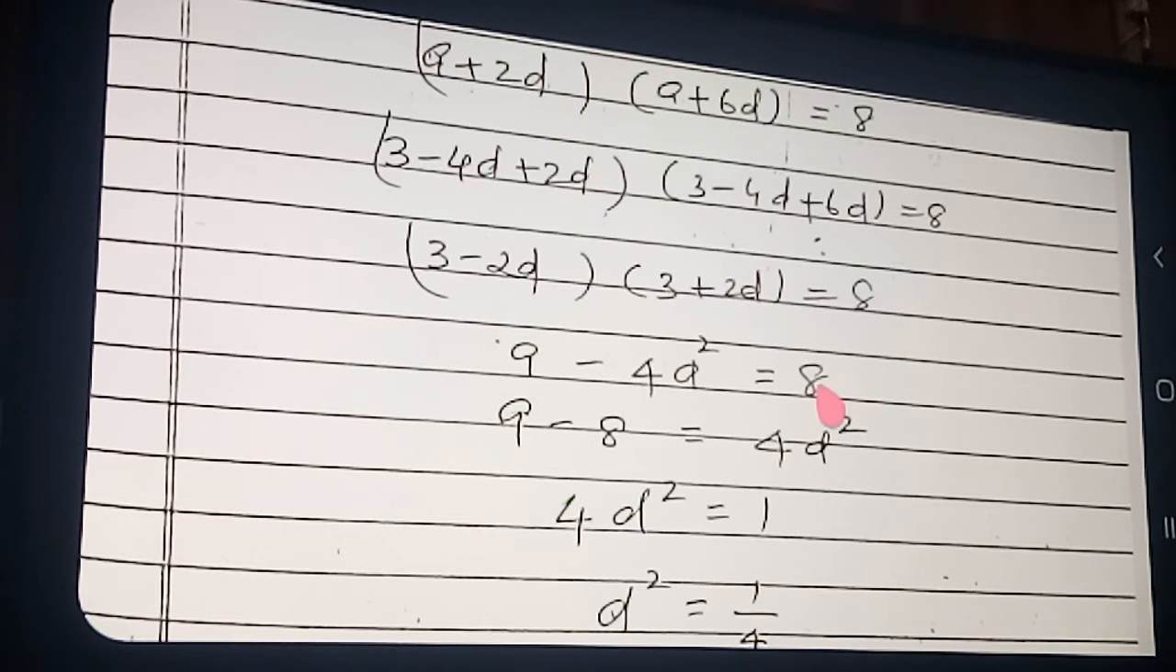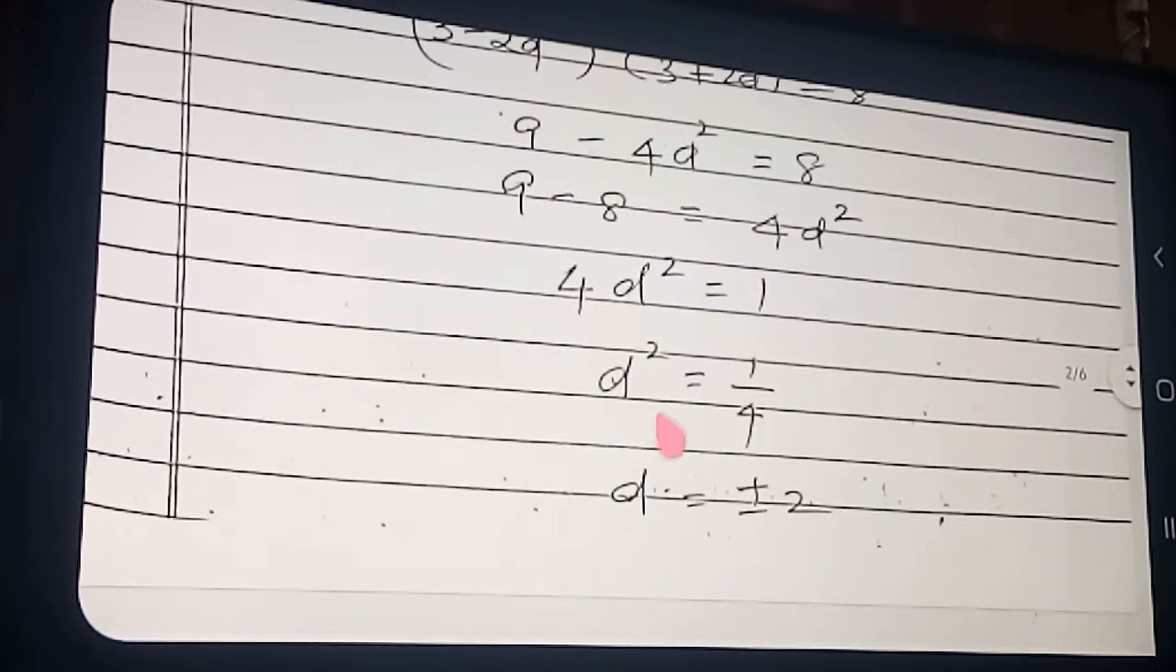Now what is our aim? You got only one variable here. So find out the value of d. So minus 4d square I shifted here, and this 8 taken to this side. So 9 minus 8 is equal to 4d square. So 9 minus 8 how much? 1. 4d square is equal to 1. So what did you get? d square is equal to 1 by 4. This 4 divided here. So here d is equal to plus or minus 1 by 2.